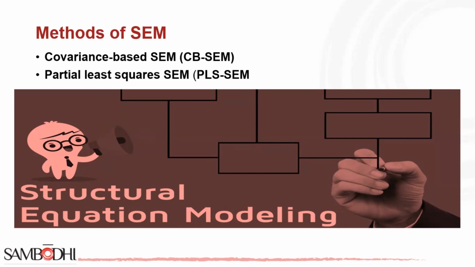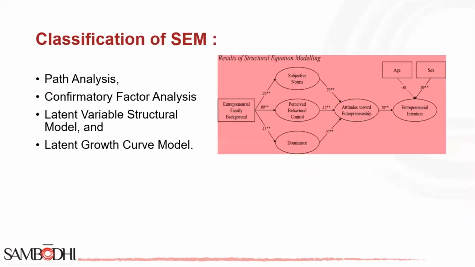PLS-SEM is evolving rapidly as a statistical modeling technique. Over the last few decades, there have been numerous introductory articles on this methodology that you can refer to in order to understand this particular method in depth. Next is classification of SEM. Structural modeling falls into four broad categories. These structural equation models are path analysis, confirmatory factor analysis, latent variable structure model, and latent growth curve model. We'll understand each one of them deeply.